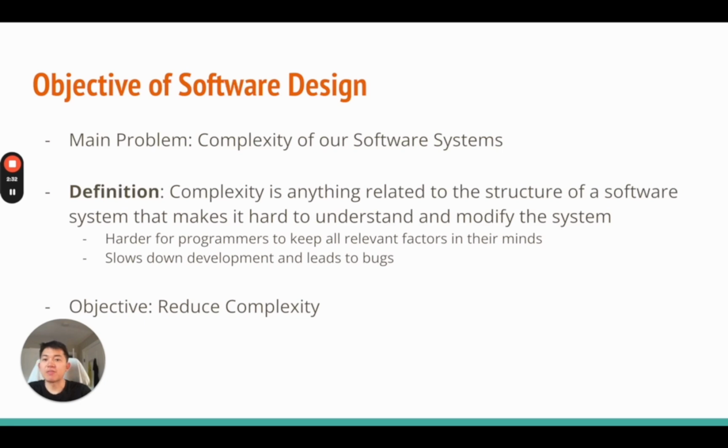And according to the author, if software is complicated, it's hard for programmers to keep all things in their minds, and this results in slowdowns in development and buggy code. Therefore, the objective of designing software is to reduce complexity in the design.